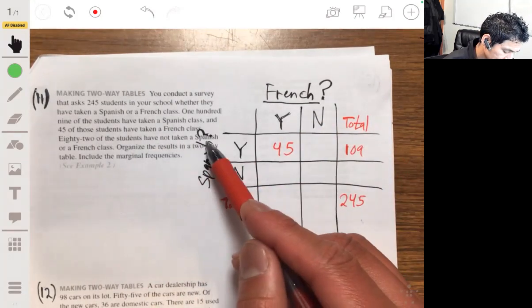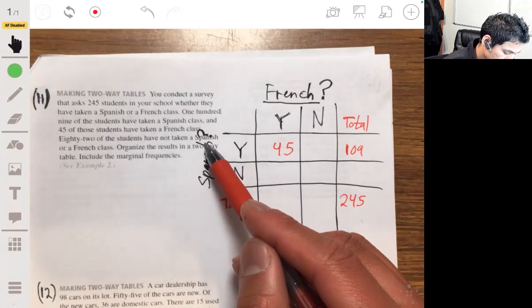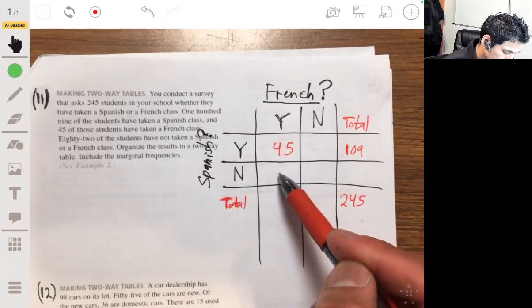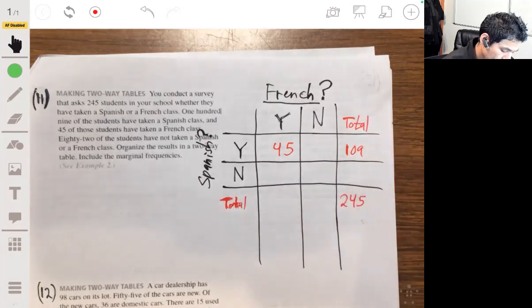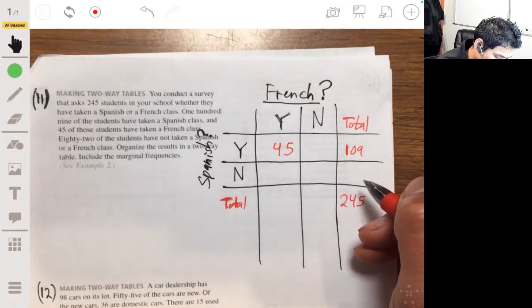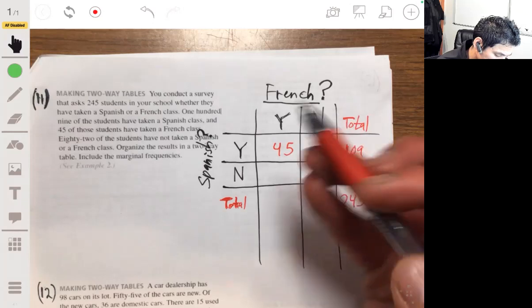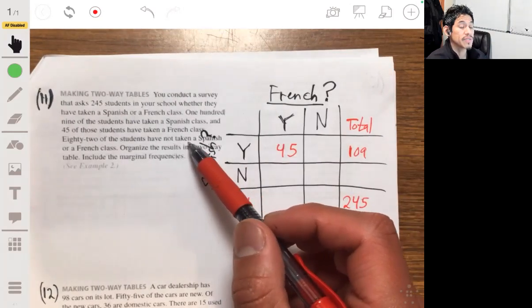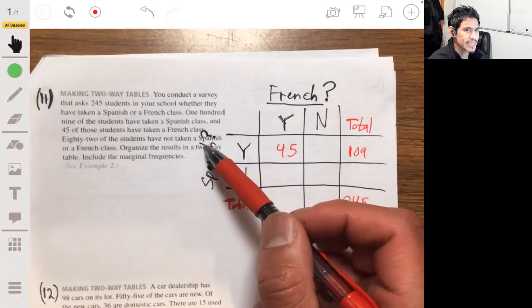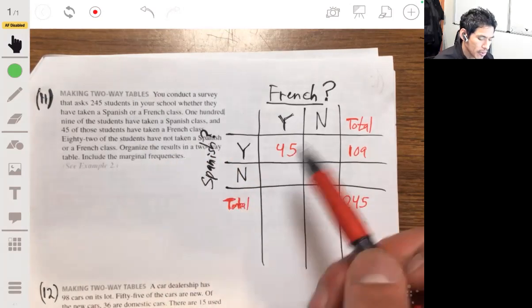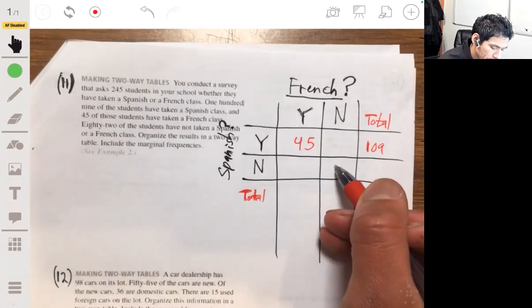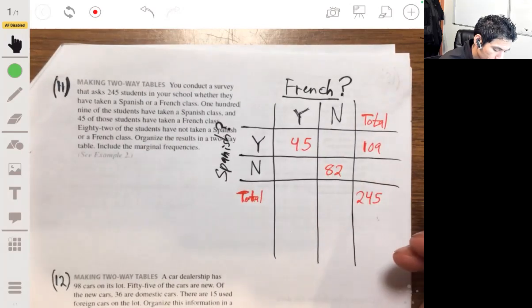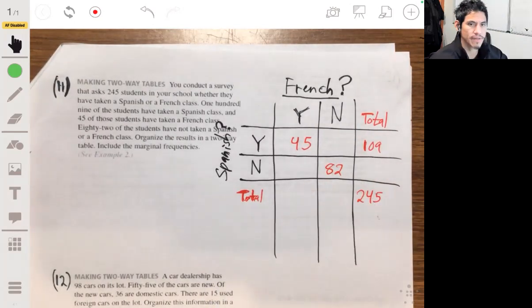82 of the students have not taken a Spanish class, so no Spanish. So no Spanish, just here. No, sorry, checking something. 82 of the students have not taken a Spanish class or a French class. So no and no. Where does no and no appear? Right here.